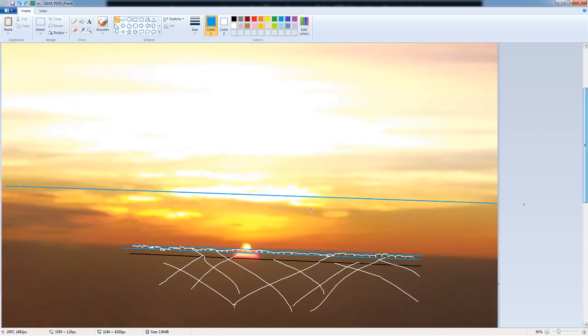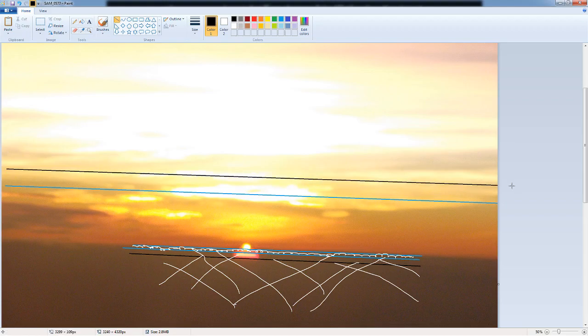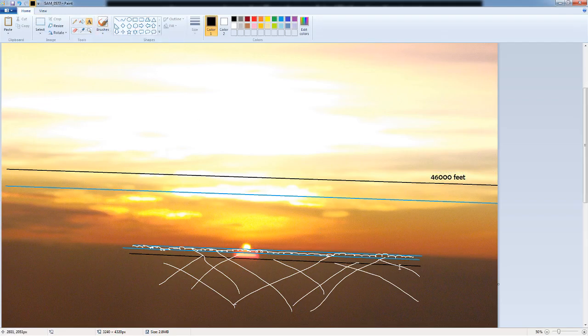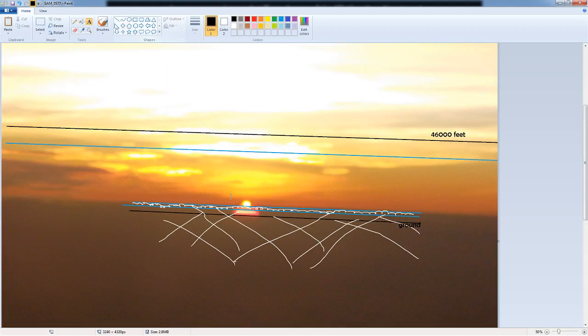When I took this picture, I had to point my camera down by a small angle, but I still had to point it down. And eye level is somewhere up here, more or less, at 46,000 feet. And down there, ground. And over here we have the sun. This is difficult to draw. Something like that.